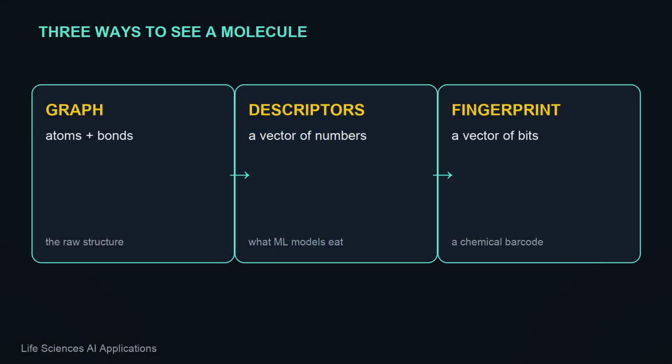There are 3 ways to see a molecule in code. As a graph, atoms connected by bonds, the raw structure. As a vector of descriptors, a list of numbers like weight, greasiness, and ring count, which is what machine learning models eat. And as a fingerprint, a long bit vector that flags which substructures are present, like a chemical barcode. Graph, numbers, bits. Let's build each one.